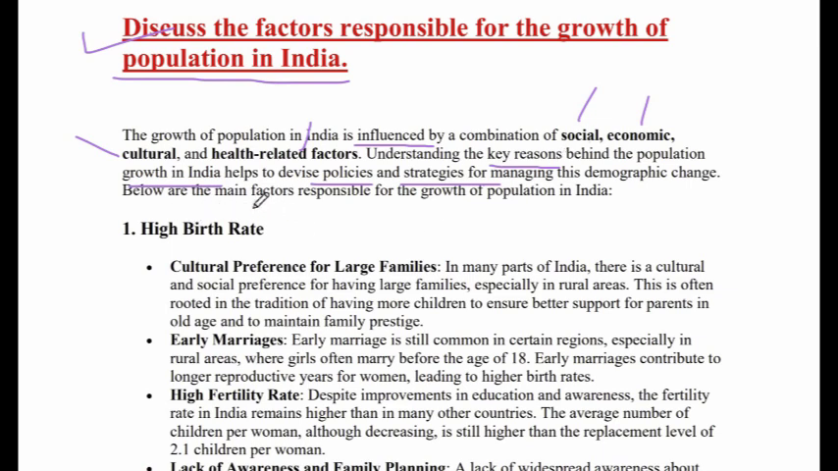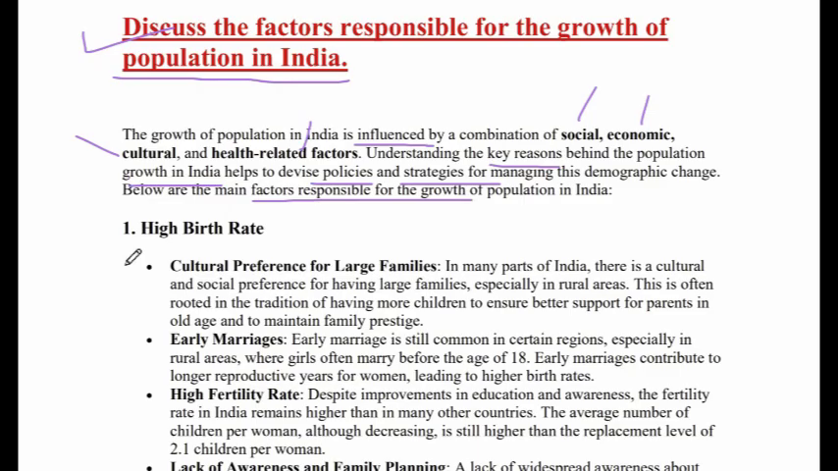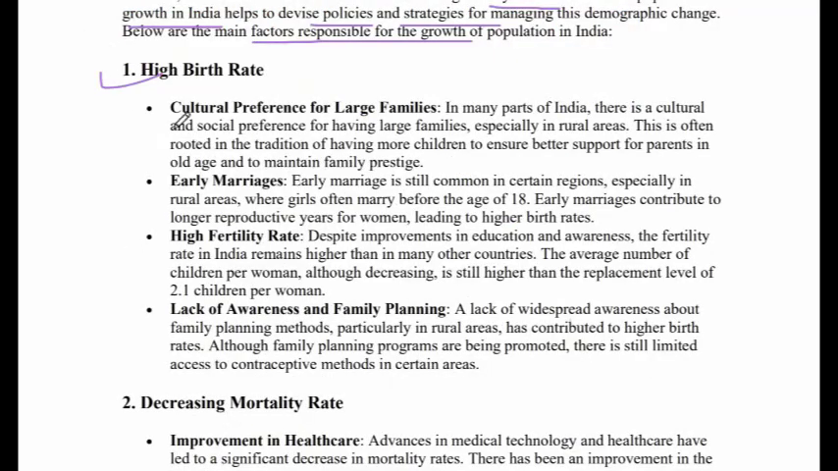Now, what are the main factors responsible for this growth? First is the high birth rate, common sense, and decreasing mortality rate. Mortality rate means death rate. So the death rate is going down. People are not dying as much as they used to earlier. I'm not saying that they should die, but the death rate is reducing and the birth rate is going up. So of course the population will grow. More children are being born, fewer people are dying. So the population will grow, of course.